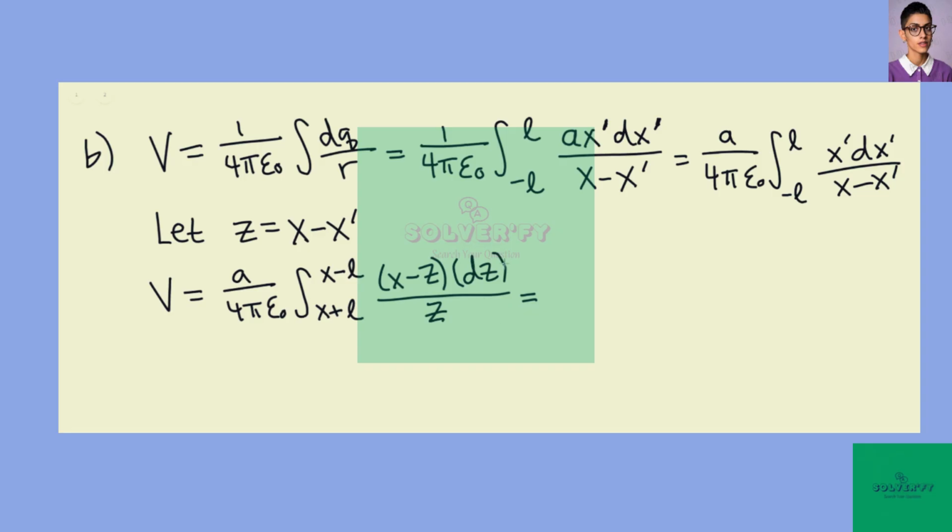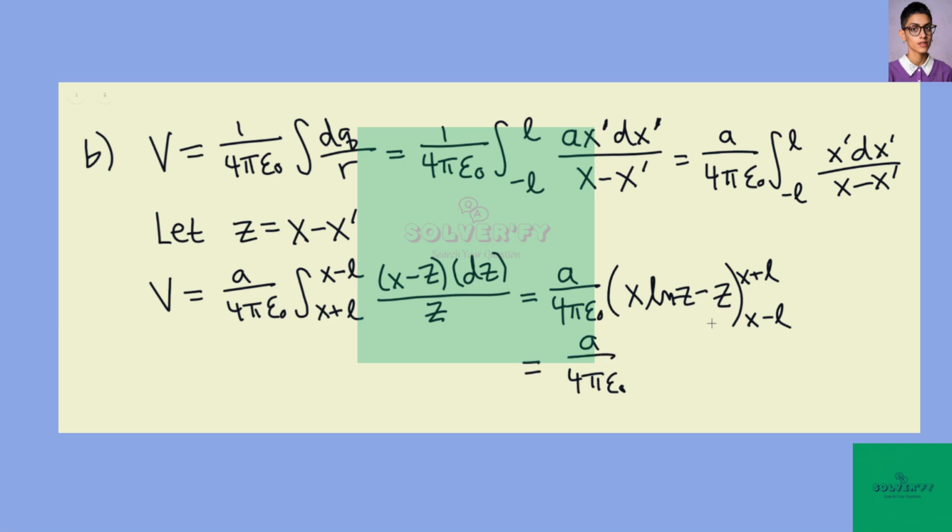And if we evaluate this integral, we will end up with x natural log of z minus z, all over the bounds x plus L, x minus L. And with a little bit of natural log math, some log rules, we can get it in the form x natural log of x plus L over x minus L, minus 2L. And this is only valid for x greater than L. So that's it.